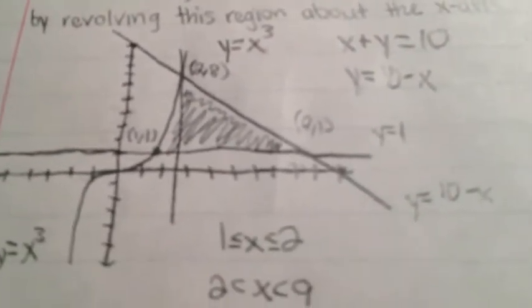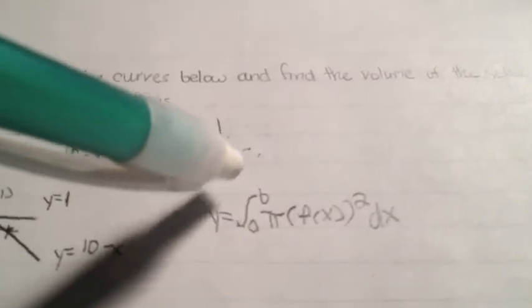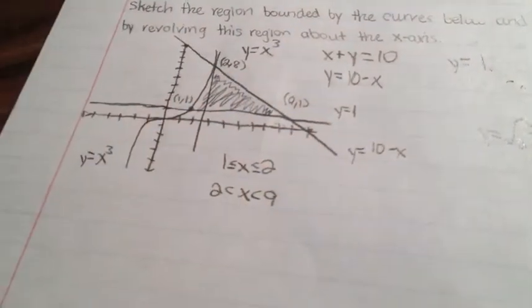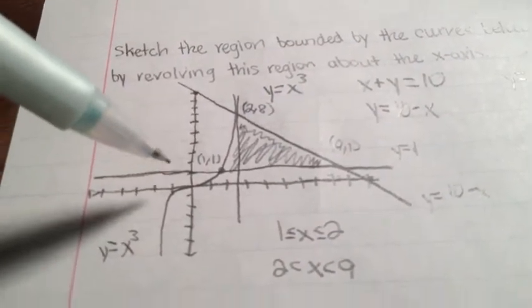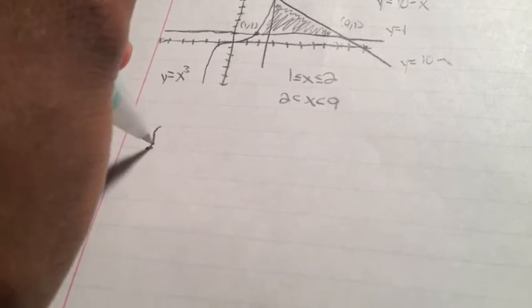So now I'm going to still use this equation, but now I'm going to have my volume equal two of these integrals. It's still the top equation minus the bottom equation, just like it was in the other one. So here are my integrals. For the first interval, the integral from 1 to 2 of x cubed minus 1, since y equals 1, and this is going to be squared.